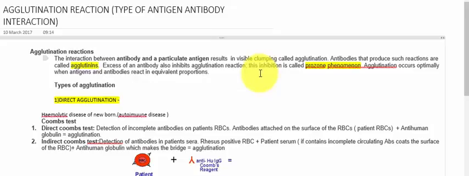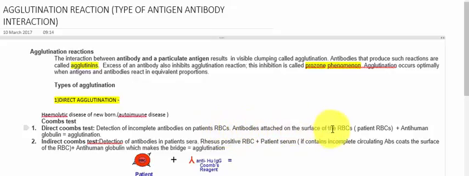Next, what are the types of agglutination? The first one is direct agglutination. In direct agglutination, no particle or inert material is required to detect the antigen. The example is hemolytic disease of the newborn. It is an autoimmune disease. The first test is the Coombs test, the direct test, for the detection of incomplete antibodies on patient RBCs.